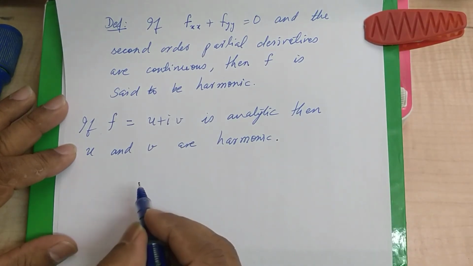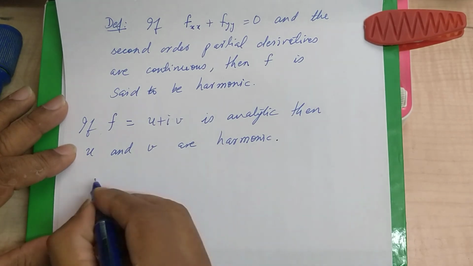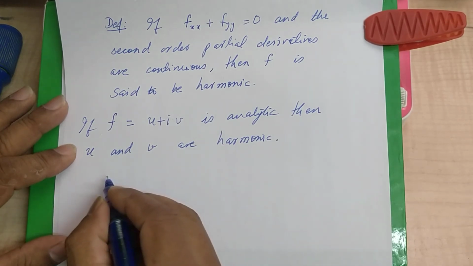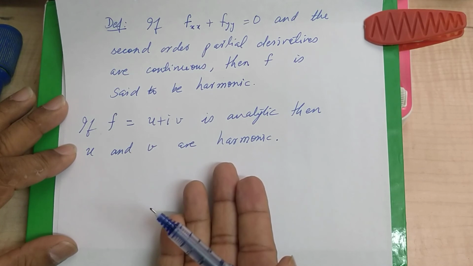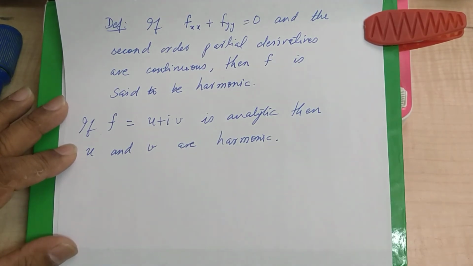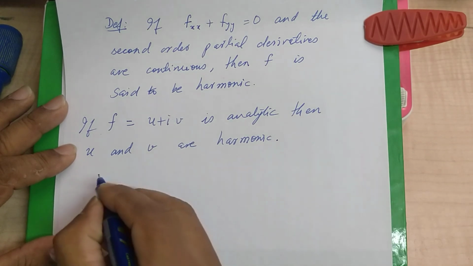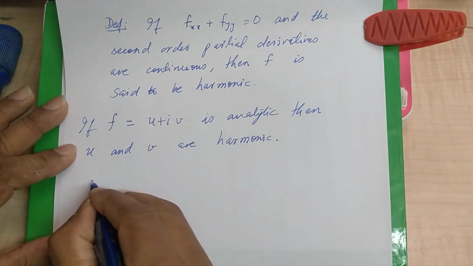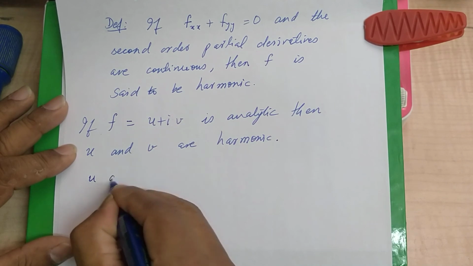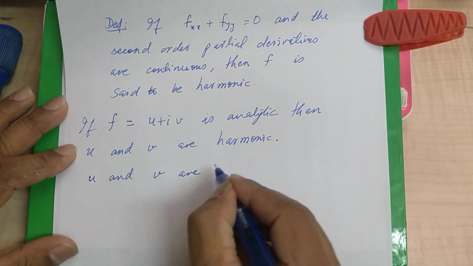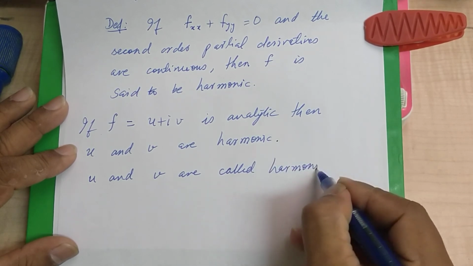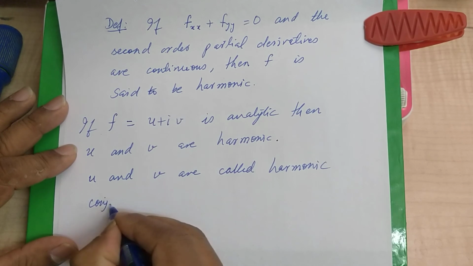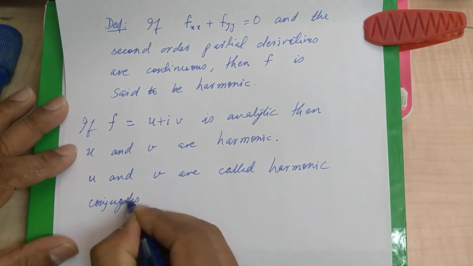And if you have a situation like this, then u and v are said to be harmonic conjugates of each other. So u and v are called harmonic conjugates of one another.